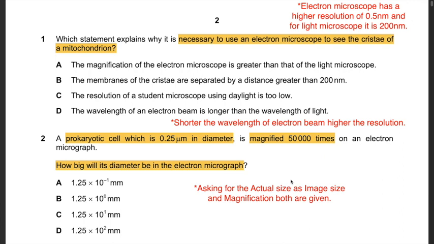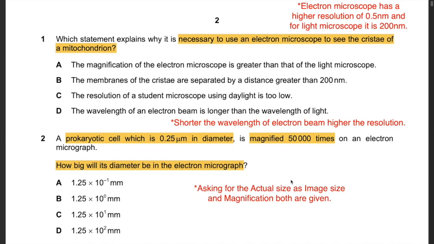And if you go to the answers A, B, C and D. A, the magnification of the electron microscope is greater than that of the light microscope. Magnification has nothing to do with why we can see the cristae of a mitochondrion, as magnification is nothing but how much larger the image size is compared to the actual size. B, the membranes of the cristae are separated by a distance greater than 200 nanometers. If they are separated by a distance greater than 200 nanometers, that means we can view them through a light microscope. However, the question is asking why it is necessary to use only an electron microscope to see the cristae. Therefore, it should be less than 200 nanometers in order to view through an electron microscope. Hence, answer B is incorrect.